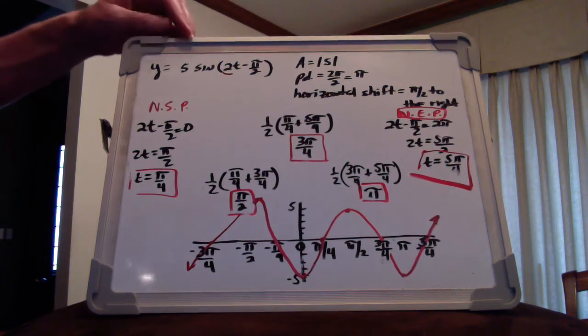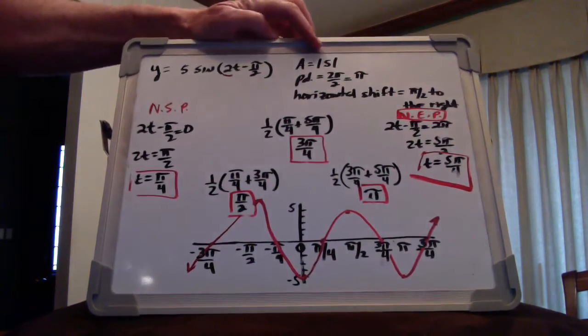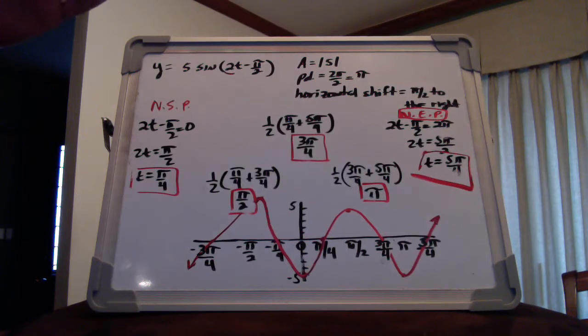If you notice here, in the equation, you have the number 5. So there's an amplitude of 5. That means your high point is 5 and your low point is -5.